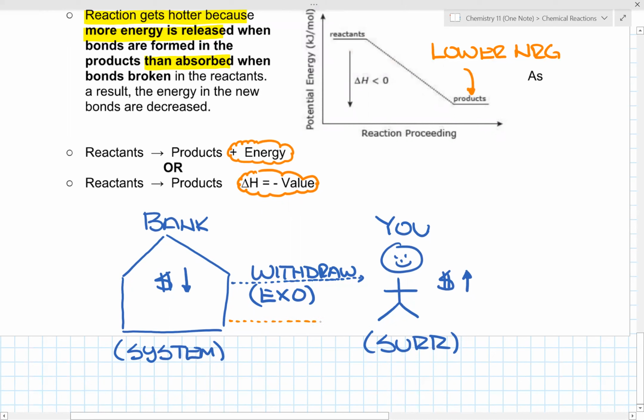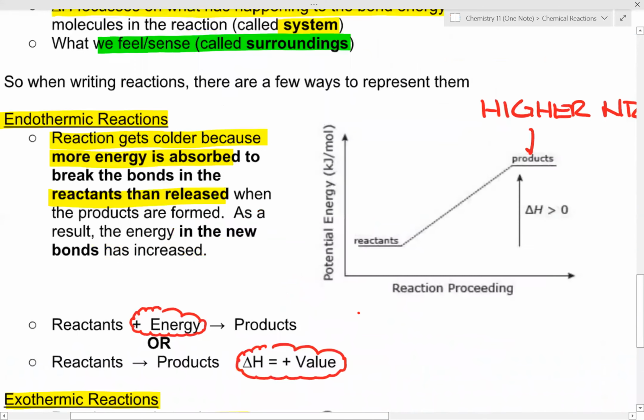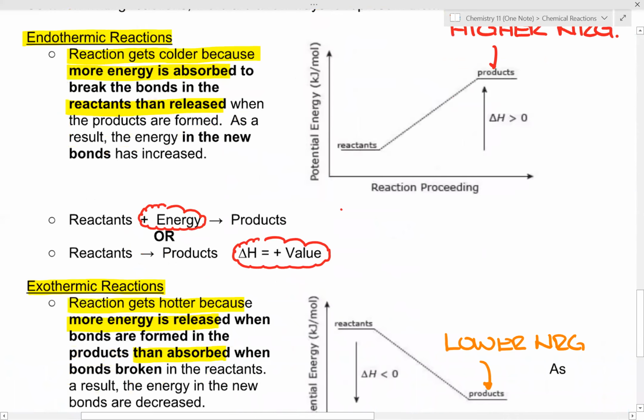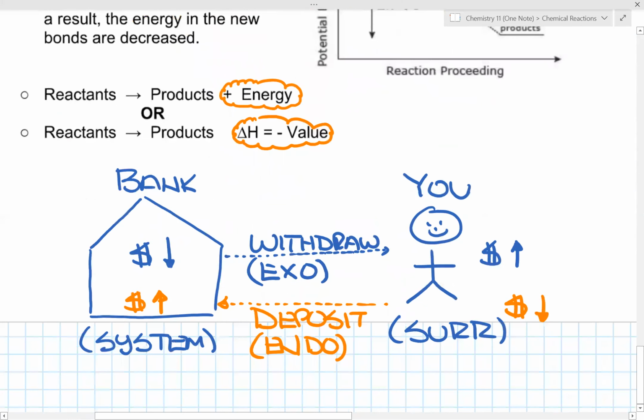Endothermic would be like if you deposit money. If you deposit money, that is like endo. What happens is the money in your bank goes up, the money in your pocket goes down. If we look at endothermic reactions, notice the products have higher energy and the temperature goes down. Okay, so that is something that you could think of, or you can just take a look at this particular diagram to help you hopefully understand the concept.